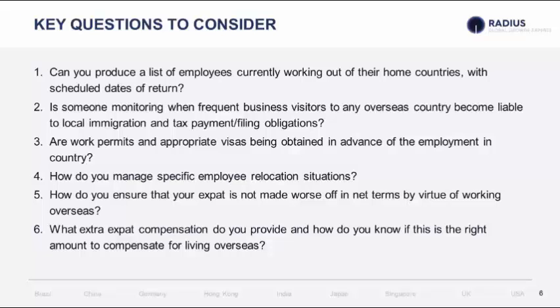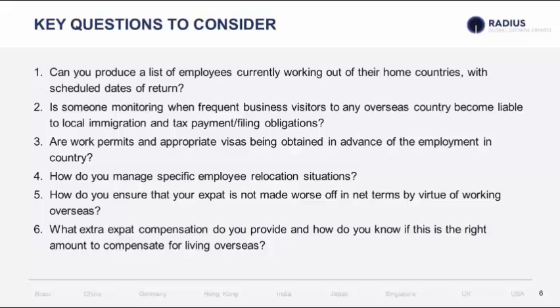Point number 5, how do you ensure that your expat is not made worse off by virtue of working overseas? We'll talk about the three different options which are usually available: tax equalization, tax protection, and laissez-faire. And point number 6 is the compensation. What extra compensation do you provide, and how do you know if this is the right amount to compensate for living overseas? In other words, is the compensation for living overseas benchmarked using third-party data in terms of COLA, cost of living allowance, housing allowance, one-time advance relocation payment, and so forth.